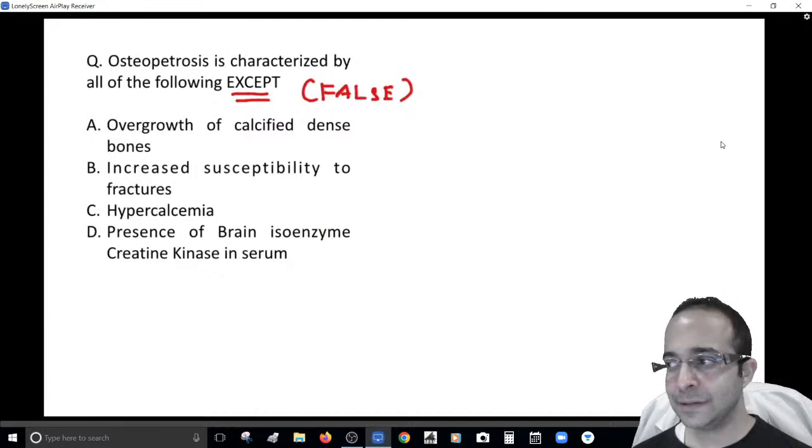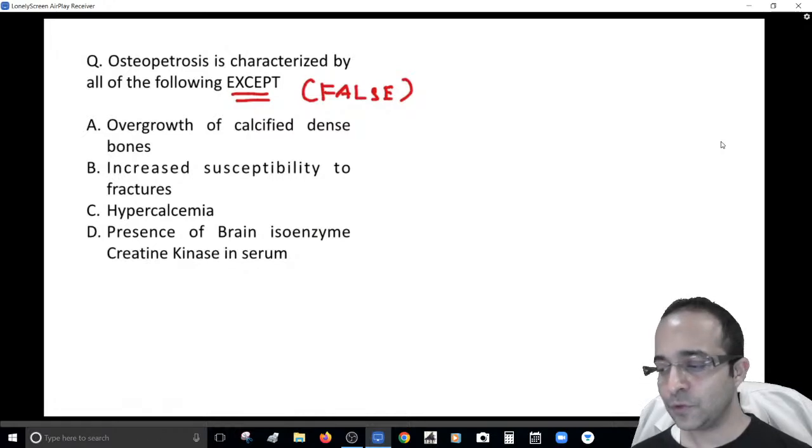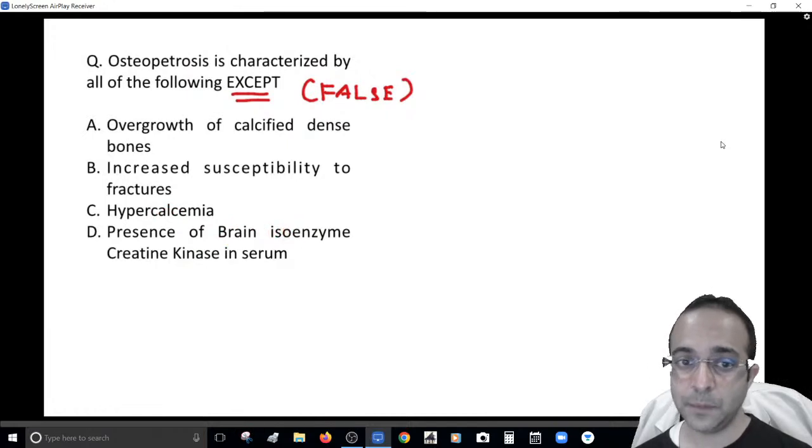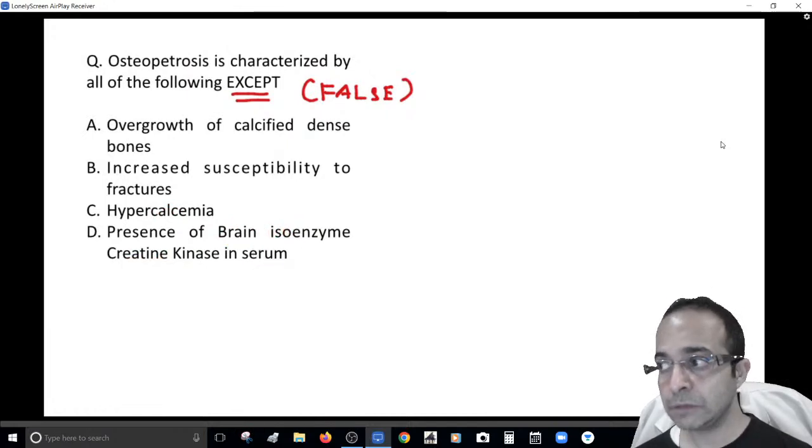I hope you've gone through this question. So osteopetrosis, you've understood it very well. So what is not correct? Overgrowth of the calcified bones, increased susceptibility to fractures, hypercalcemia, the presence of brain isoenzyme creatine kinase in the serum.